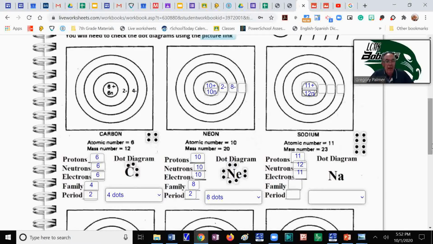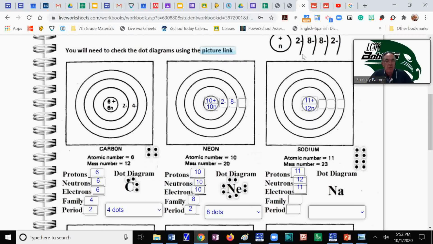Now our model should have 11 electrons. So we look up here. 2 of them can go on the first energy level, and that's full. The second energy level can have up to 8. 2 plus 8 is 10. We need to stop at 11. So we look, this third energy level can hold up to 8. But we only need one more. Okay? Now let's look at where neon and sodium are on the periodic table.